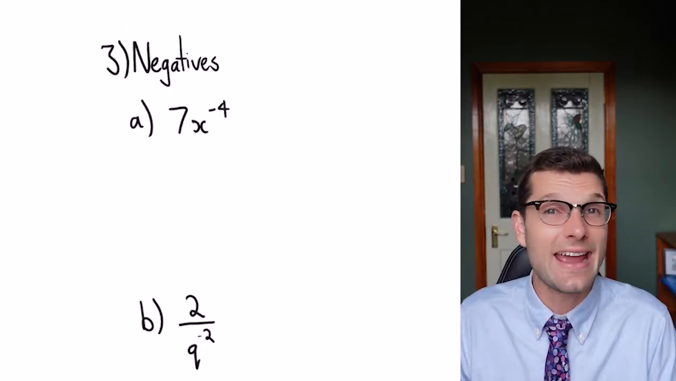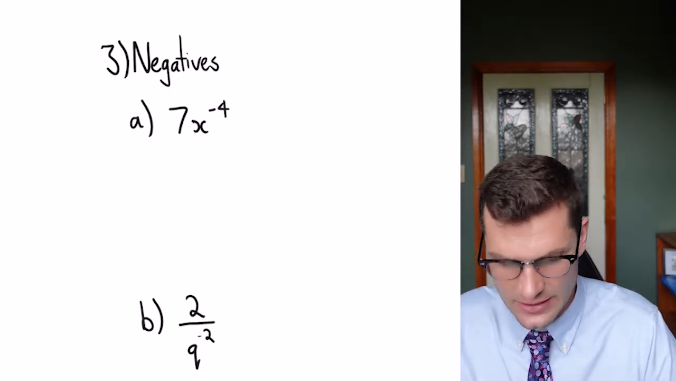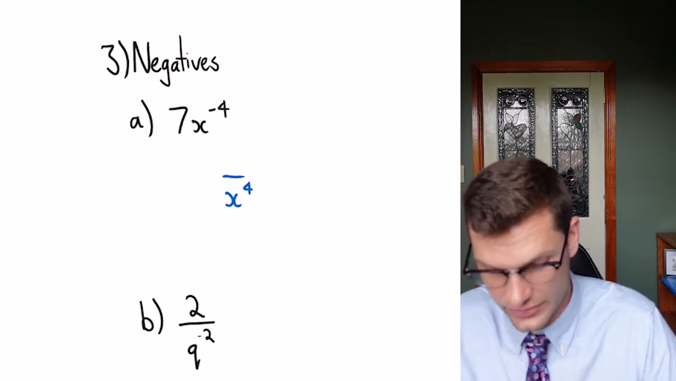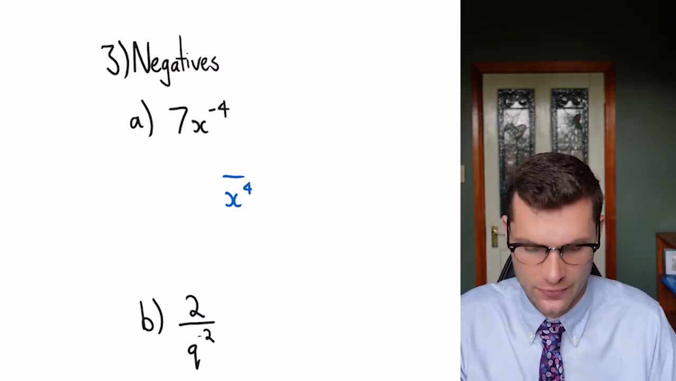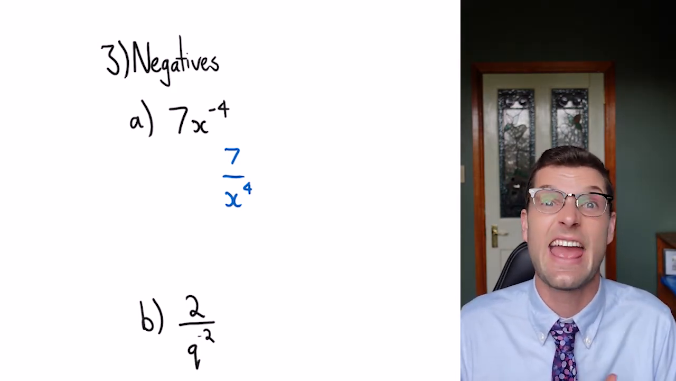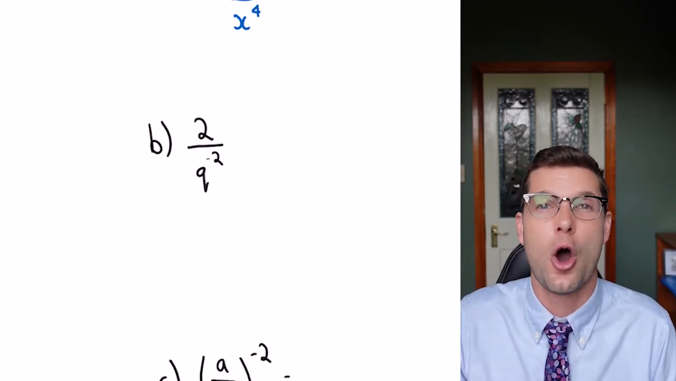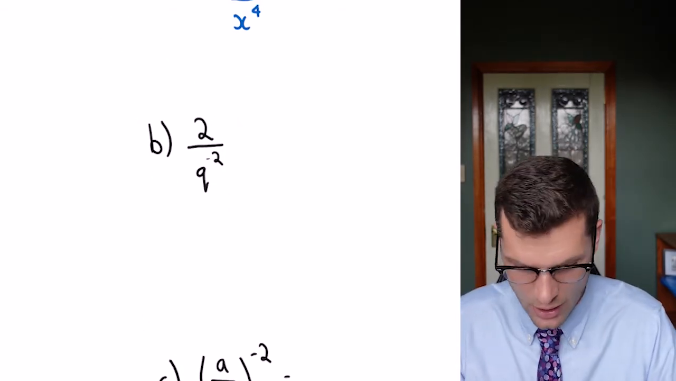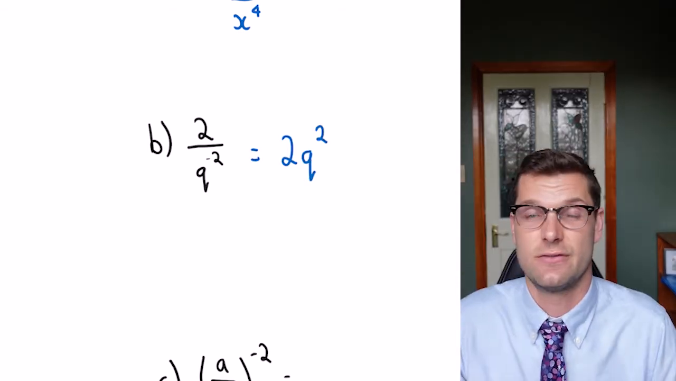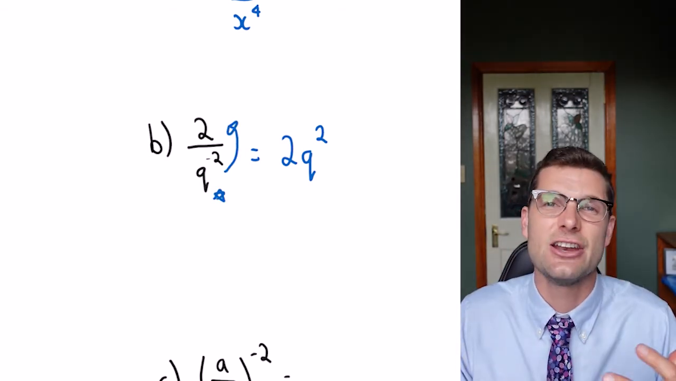Finally, when we've got a negative index, we just switch its position in a fraction. So for this one here, 7x to the negative 4, this becomes 7 all over x to the positive 4, and the coefficient out the front stays on top. This process of switching the term with the negative index even works if it's at the bottom of a fraction already. In this example, 2 over q to the minus 2 becomes straight away 2q to the power of 2. Because it's a negative on the bottom here, we can move it to the top and change its sign.